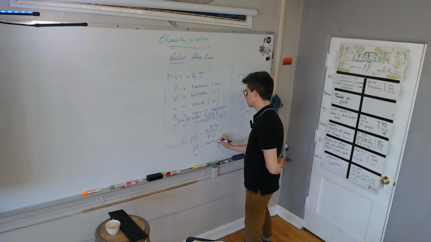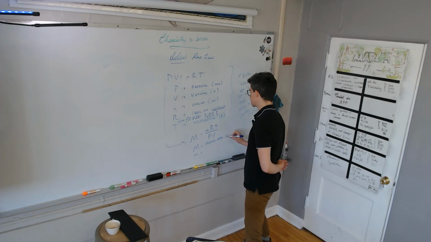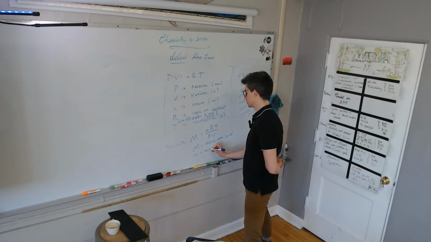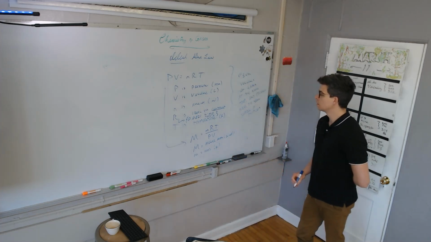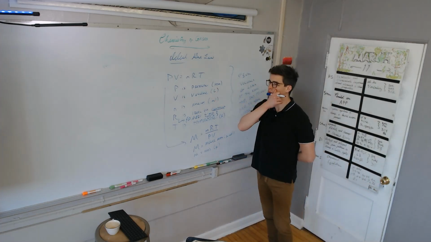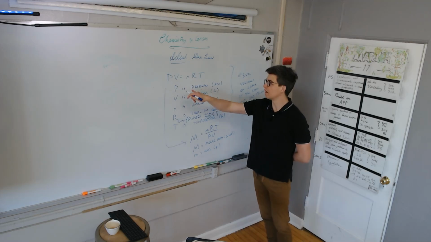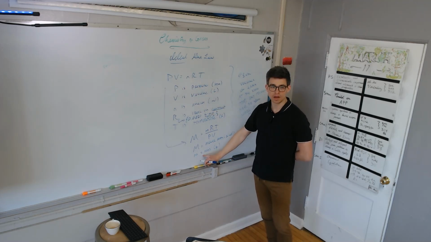Capital M in this case is molar mass, measured in grams per mole. And of course, lowercase m is just mass, in this case measured in grams. We've swapped out having straight up amount in moles for being able to calculate molar mass by just adding in the mass of the gas also.